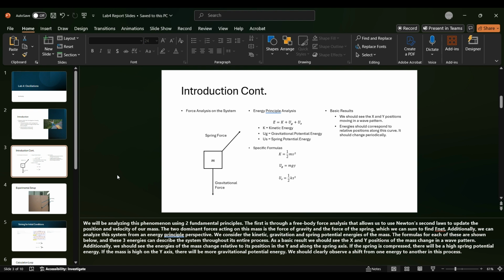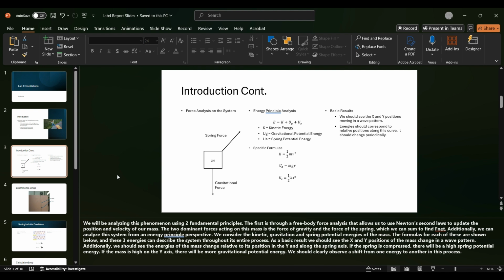from an energy perspective, where we can consider kinetic, gravitational, as well as spring potential energies of the mass. The formulas for each of these energies are shown below, and we can describe the system through these various formulas. As a basic result, we should see the x and y positions of the mass change in a wave pattern.